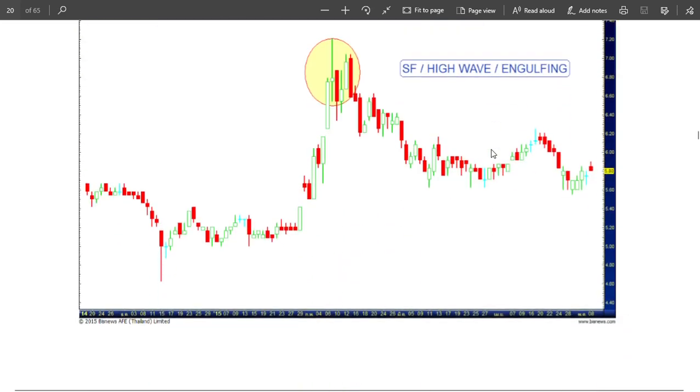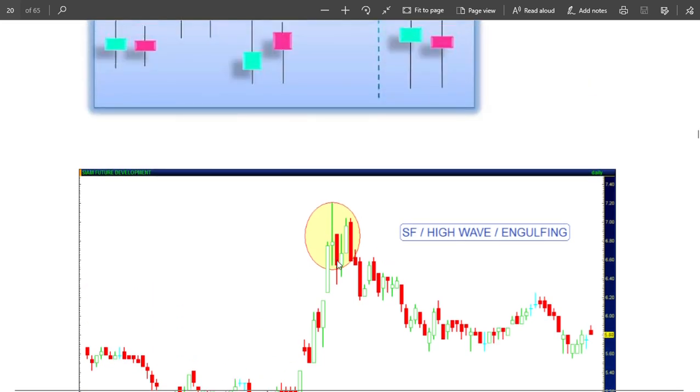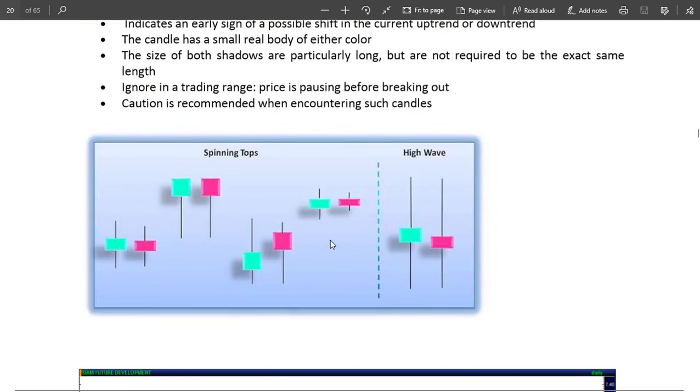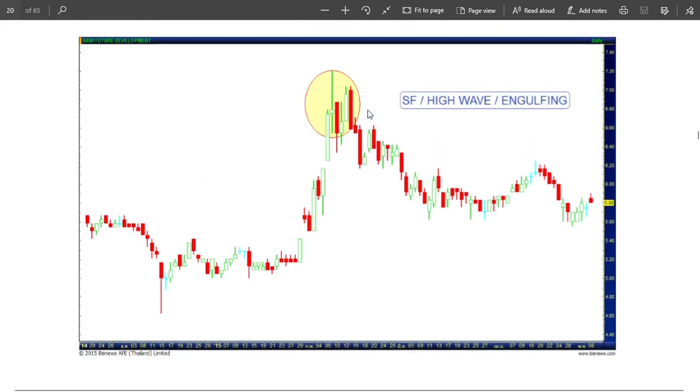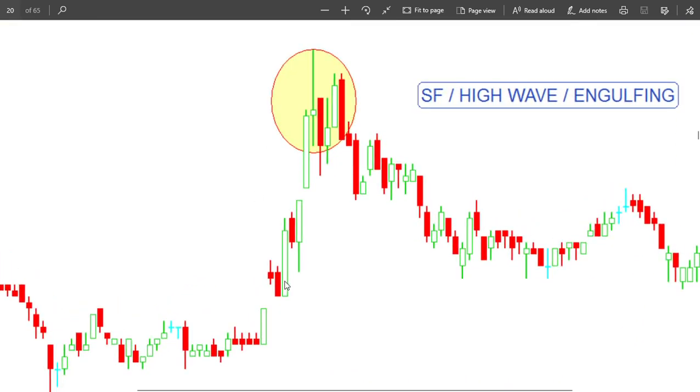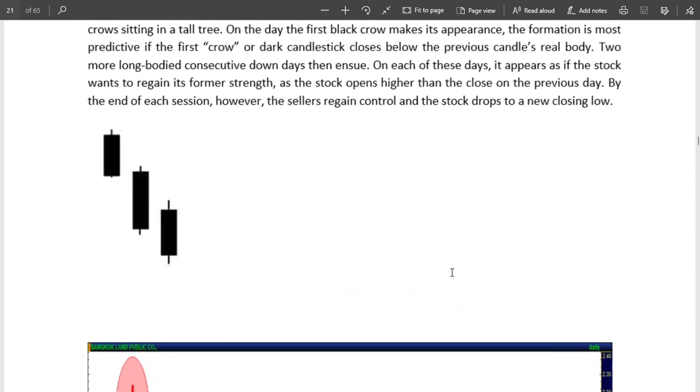Now, here is a high wave engulfing. You can see this example of a high wave candle. Remember I said that price has been going up, then we see this long wick, small body, then price started going down, down, down. Remember I said that it changes the overall trend of the market.